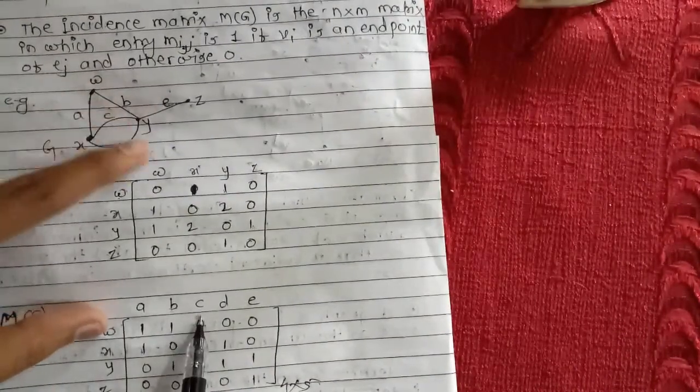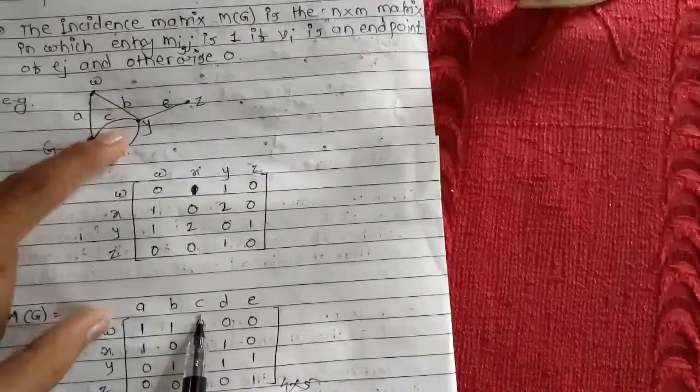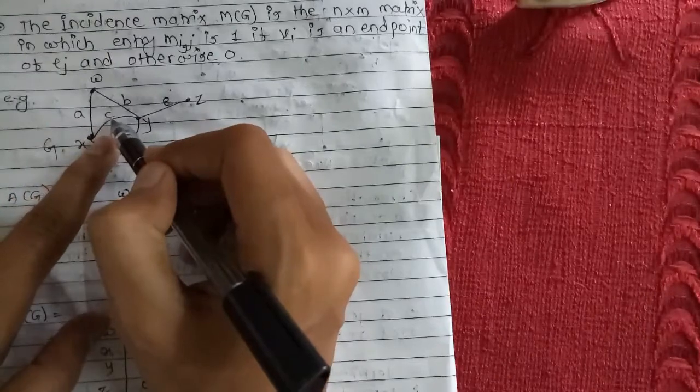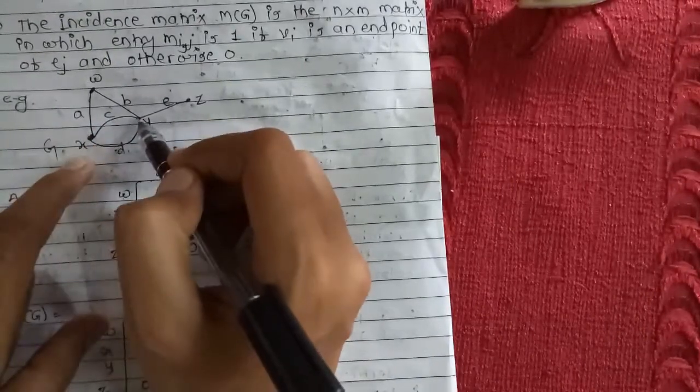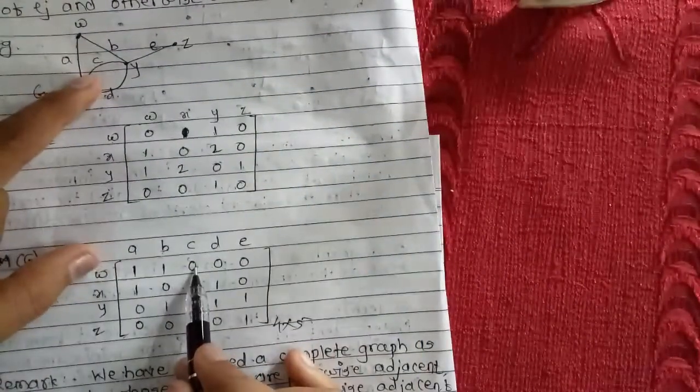Look at C and W here. The edge C and the vertex W, right? W is not an endpoint of C because the endpoints of C are X and Y. Therefore, we put 0 here, right?